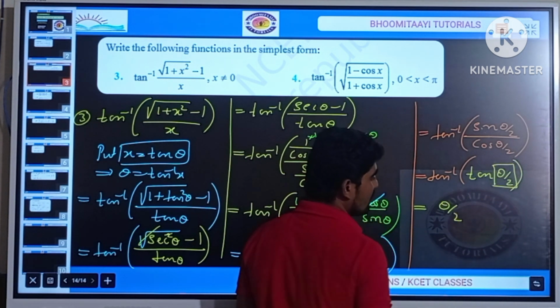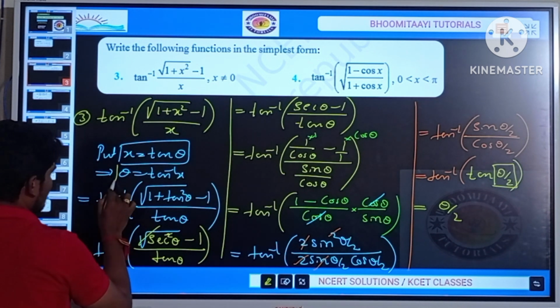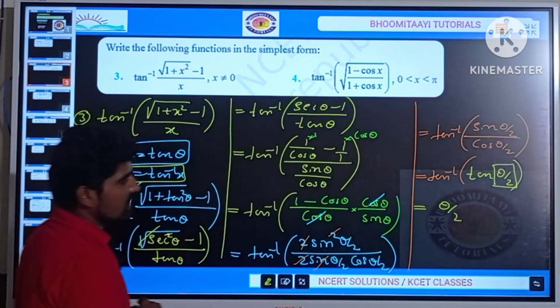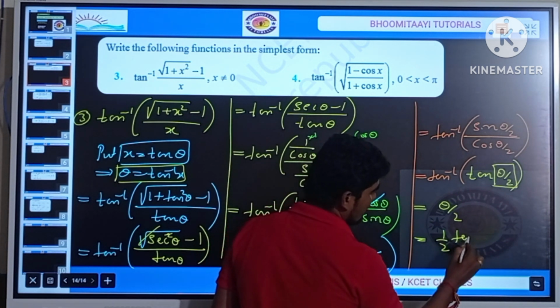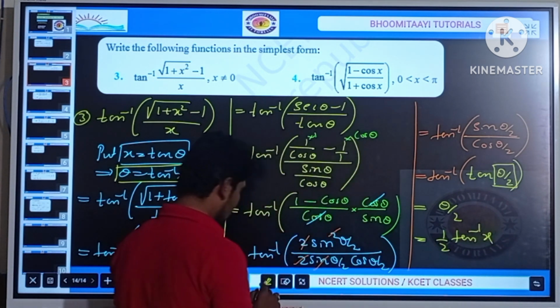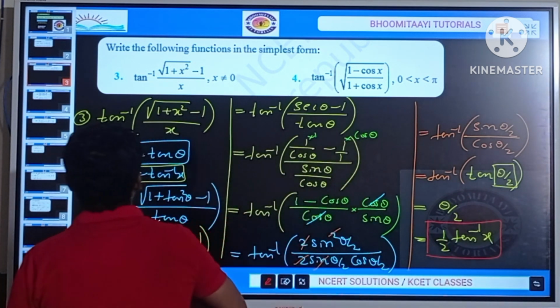Therefore this is equal to theta by 2. And we know that in the substitution, theta is equal to tan inverse x. So this is equal to 1 by 2 as it is, theta is tan inverse x, which is the simplest form of the given inverse.